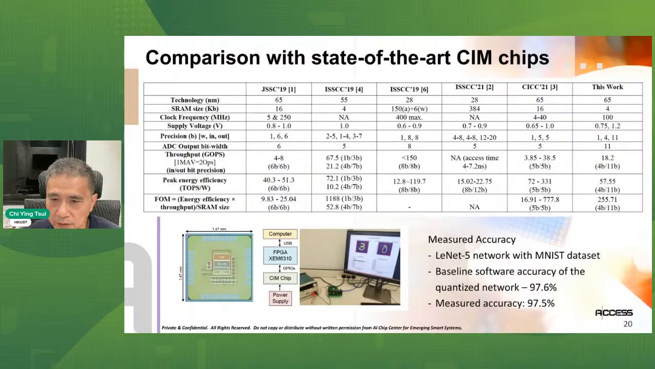We're also looking at the accuracy of this design, to see whether it causes any degradation. We use a LeNet-5 network for the MNIST data set. The baseline software accuracy for a 4-bit input binary neural network is 70. The loss in accuracy is only 0.01%, which is very negligible.